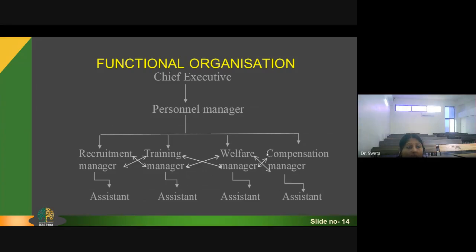Here we can have a structure of the functional organization, and we can see that there is a chief executive officer, a personnel manager, and under the personnel manager we can see several other managers who can just deal with their work. If required, they can also contact the other managers for the smooth functioning of their jobs.